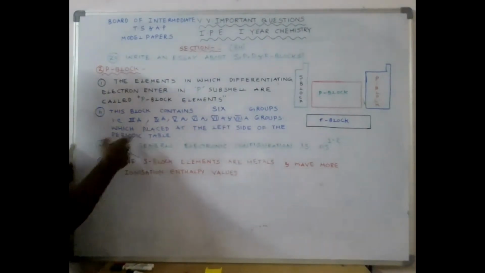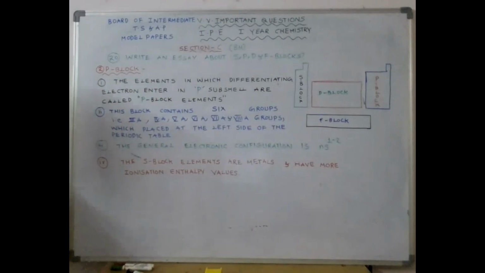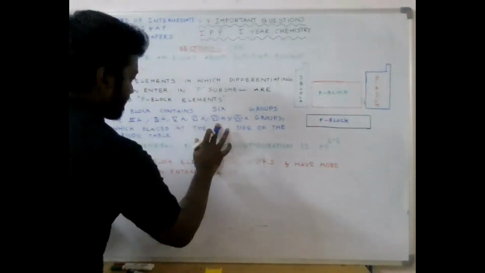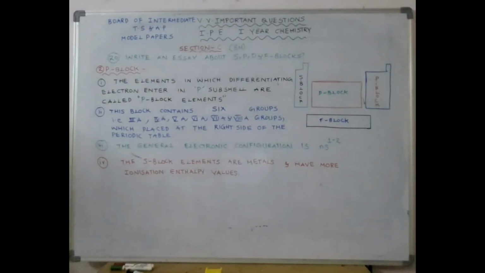And which side are they placed on? The S block is at the left side, and these are at the right side. In the place of left, you should write right. Okay, right side of the periodic table. Very simple, right? If you know one block, the remaining blocks you can explain.